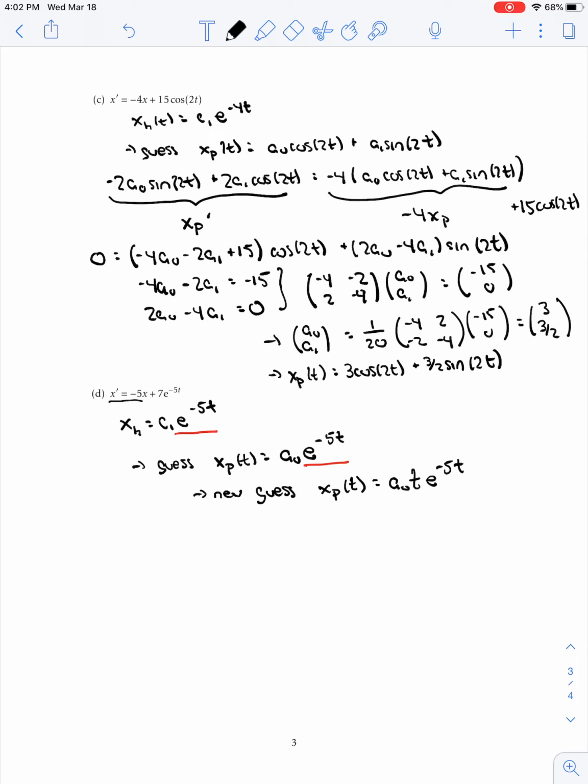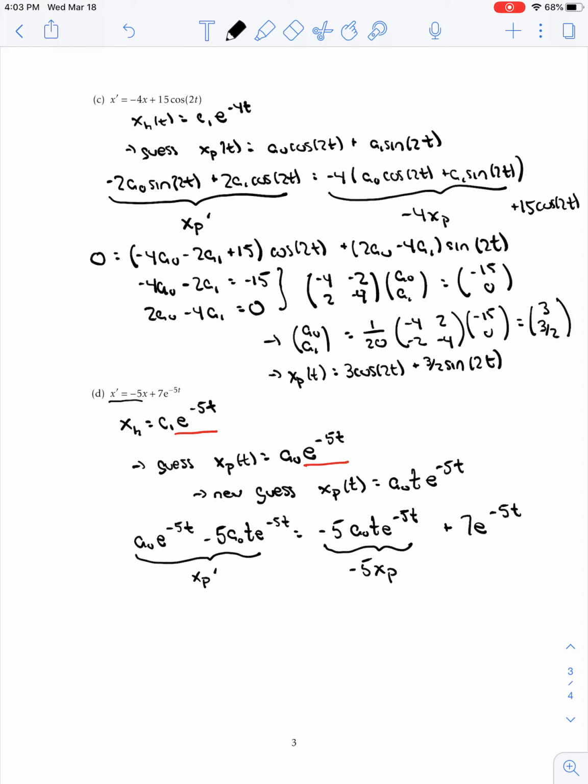If I had time I'd go into the explanation of why this will work, but in the end, the only way I'll see if it works is if I plug into the ODE and see if I can get an algebraic equation out. So I'm going to plug this in and see what happens. So I take the derivative. Product rule says the derivative is a naught e to the minus 5t minus 5 a naught t e to the minus 5t. So that's the derivative of my guess. I want this equal to minus 5 times a naught t e to the minus 5t. And then I have the forcing function, which is plus 7 e to the minus 5t.